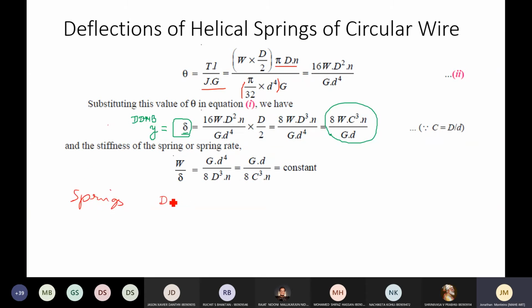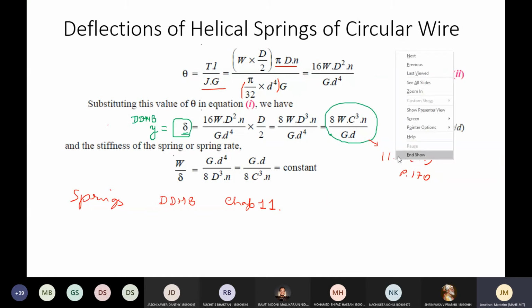Springs in the data handbook. This is chapter 11. It deals with springs, and this particular equation which we talked about is in 11.5a, page 170. As you made note in the previous semester also, please make note of all the equation numbers. Yeah, chapter 11 of our data handbook.